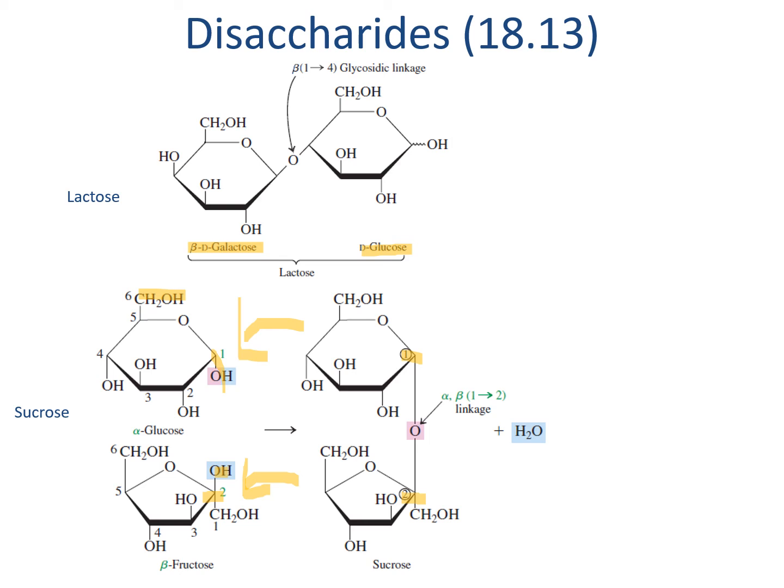When we name sucrose's linkage between glucose and fructose, we say that we have an alpha comma beta linkage, 1 arrow 2, or alpha beta 1,2 linkage. We need the alpha because glucose is an alpha acetal, and beta because fructose is a beta acetal. The glucose acetal is at 1 but since fructose is a ketose, its acetal is at 2.